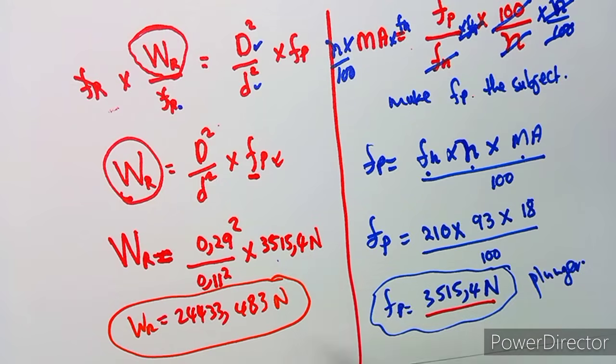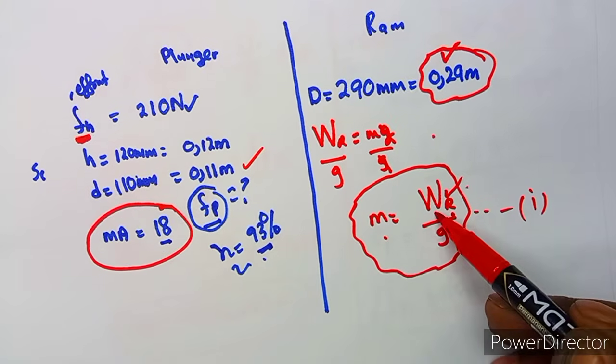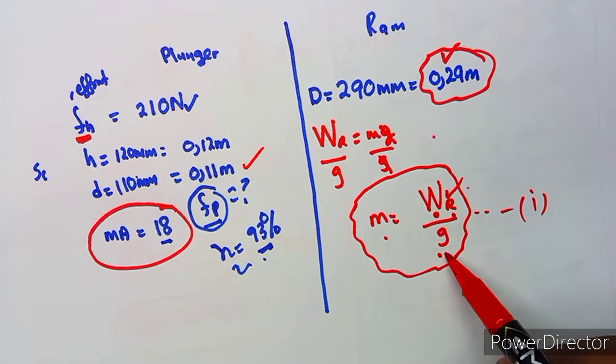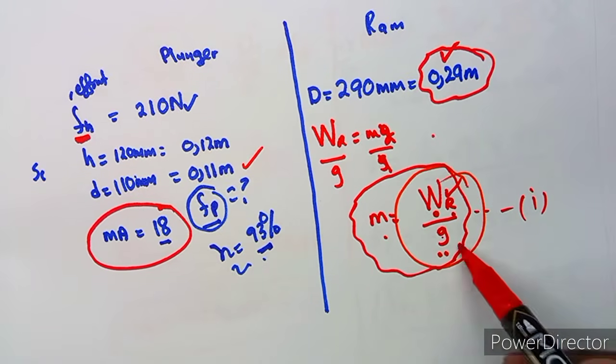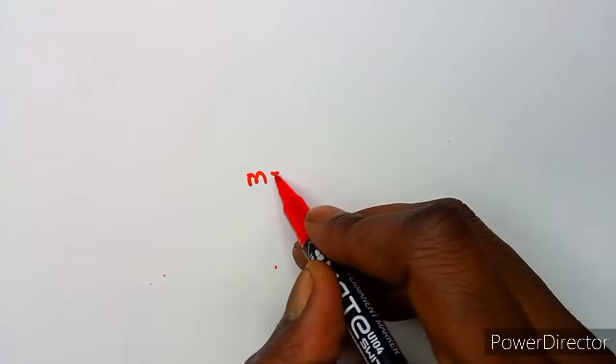So you can use it like this, or you can use the actual value as it is. Where are we going to find our mass? Remember, here we have made mass the subject, and we said it is the force on the ram over g, the gravitational acceleration. So we can substitute into this formula to calculate our mass.